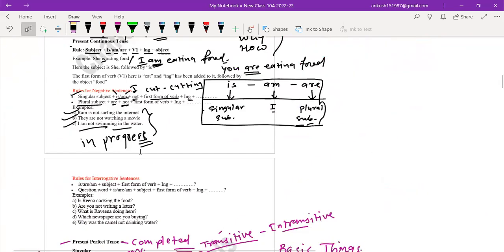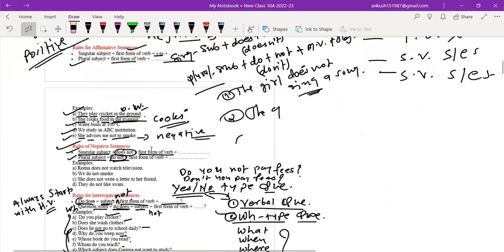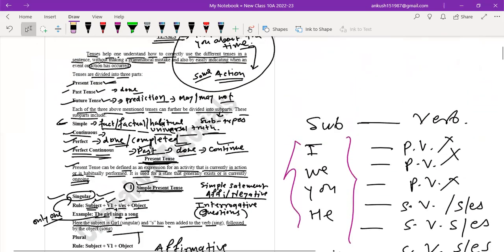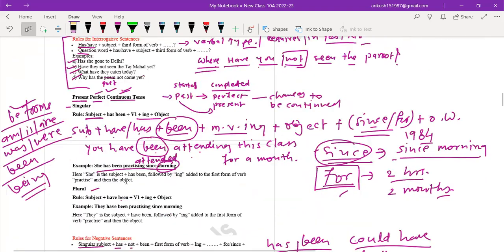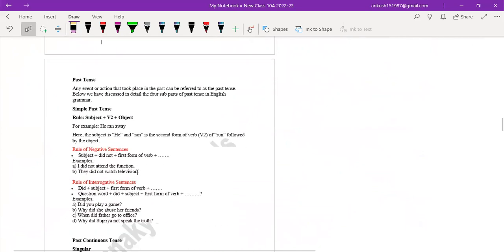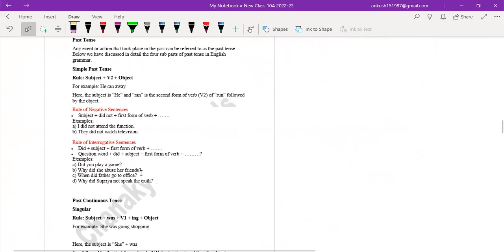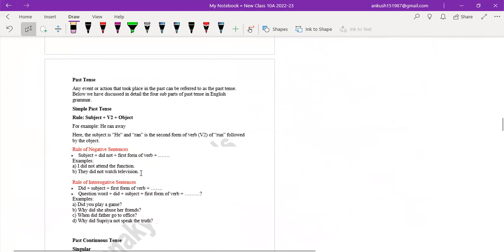Have you got the point with present tense? Yes, sir. It was very easy to understand. Now let us jump to another topic, and that is past tense. Any problem you have while teaching or learning, you should interrupt me and ask me the question. Don't keep the questions for next time. Got it? Okay, sir.